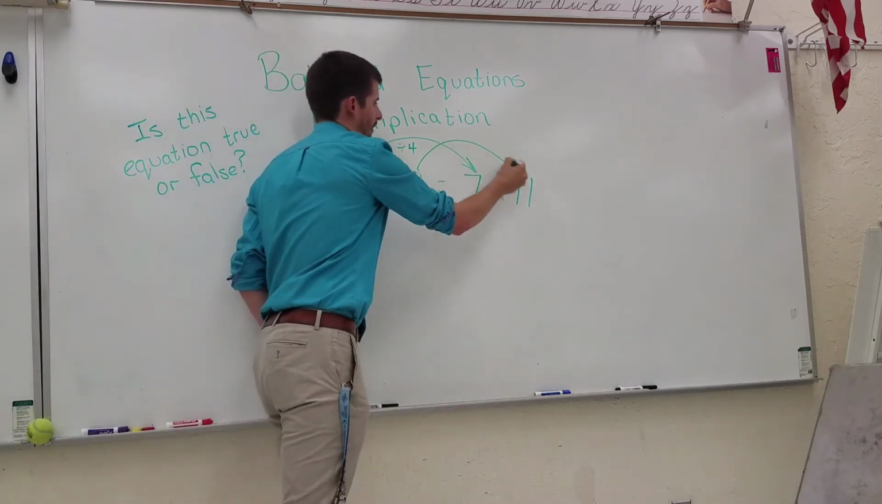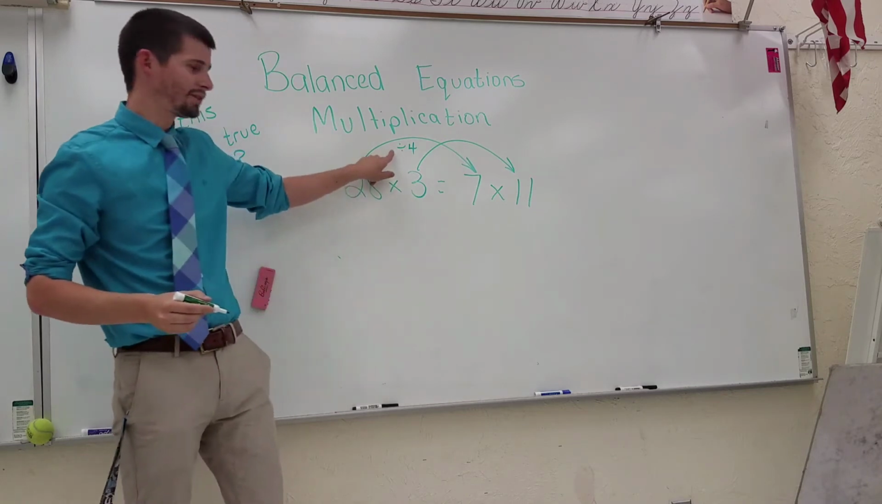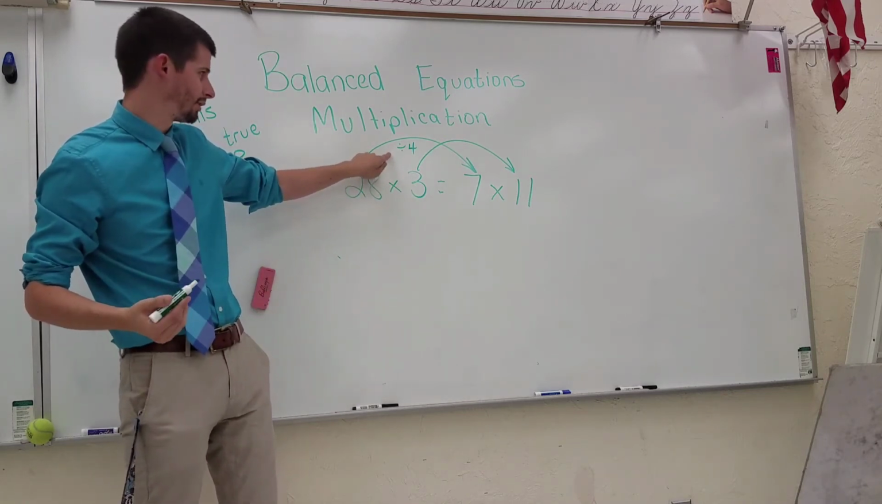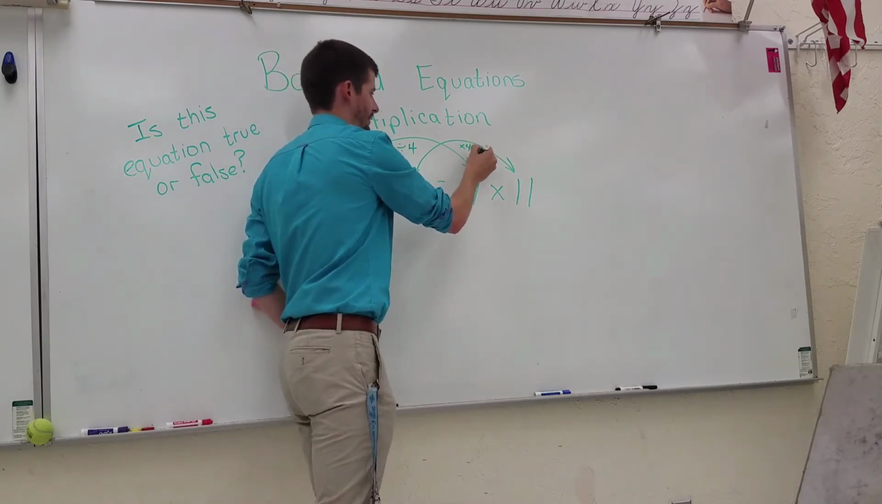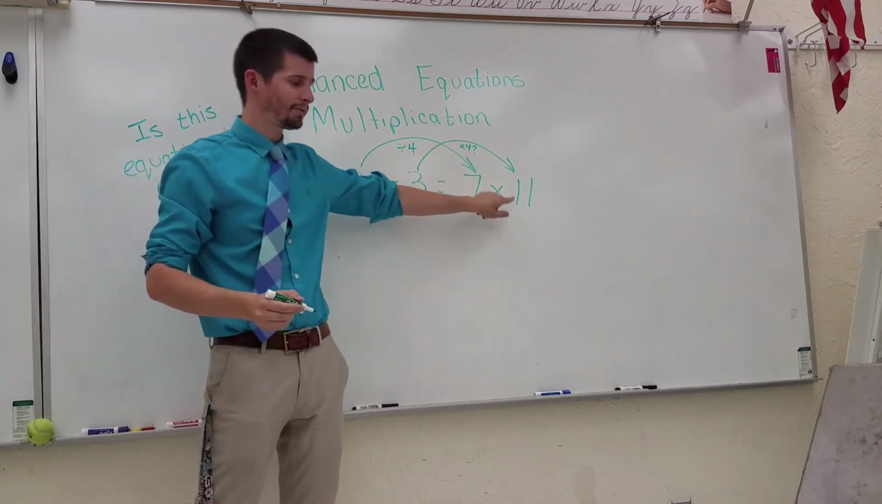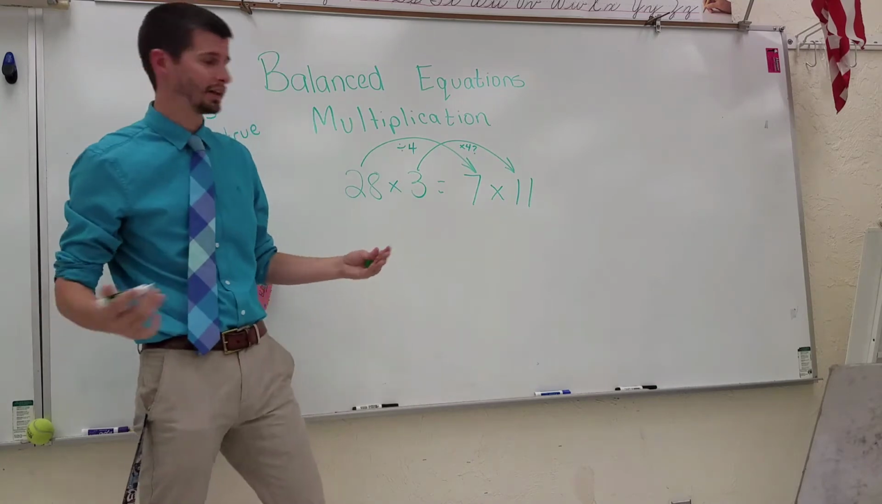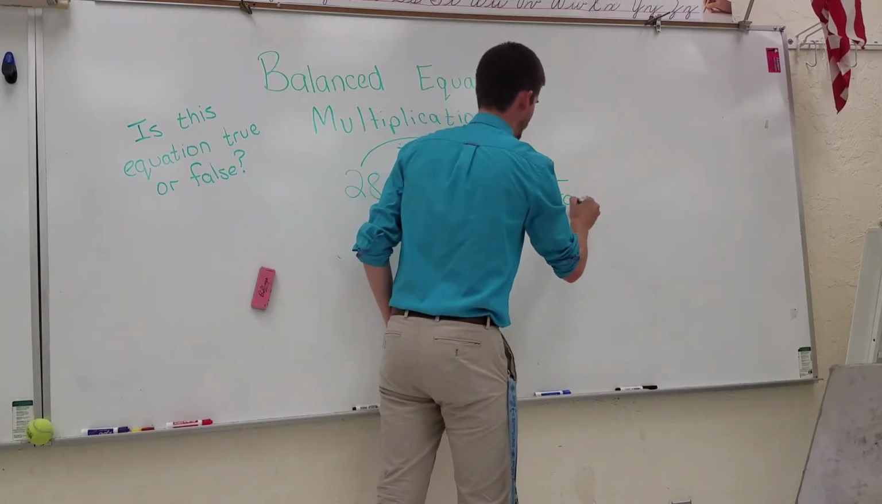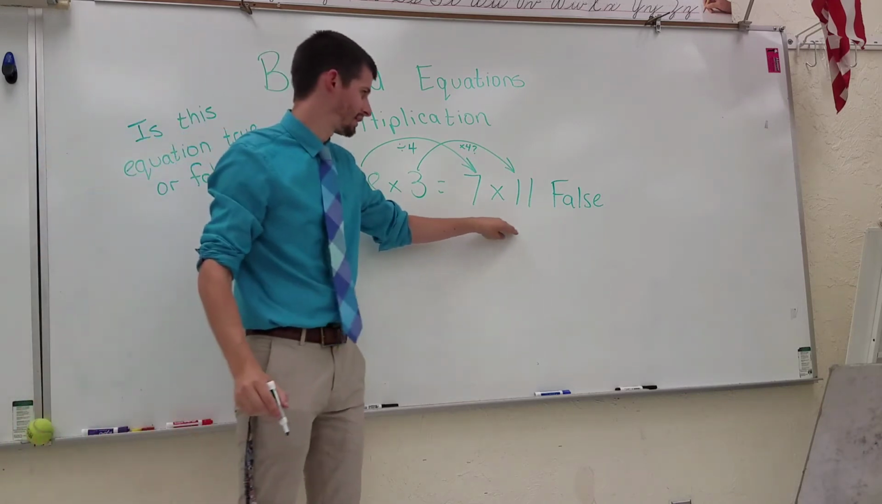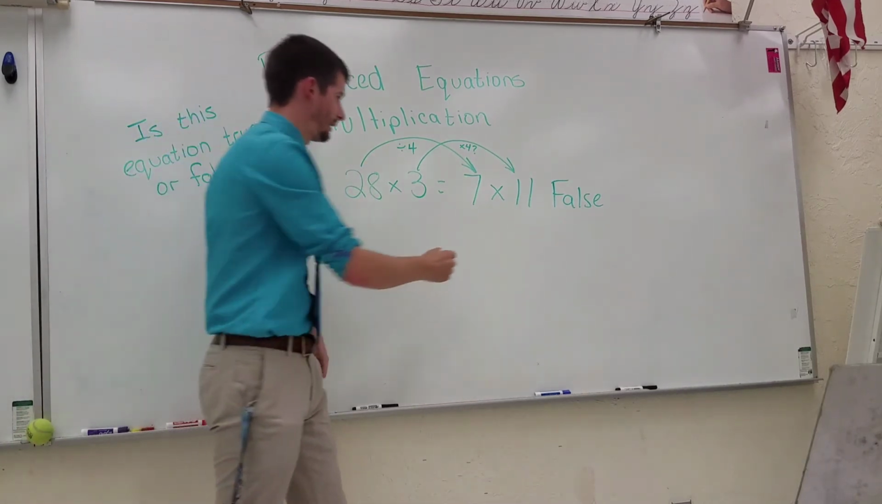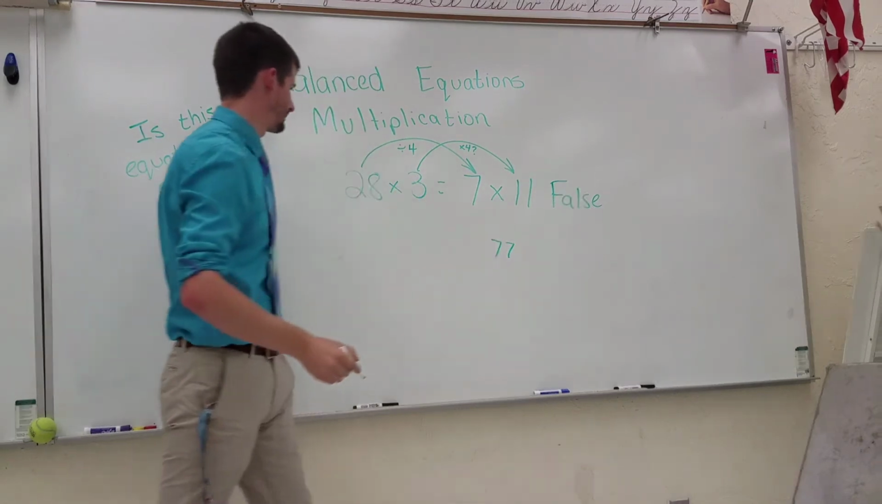So now, I'm looking at my second one. I'm going to do the inverse of this one. So I divided by 4, so now I need to see if this is multiplying by 4. Does 3 multiplied by 4 equal 11? It doesn't. So this one would be false. I don't even need to solve both sides to know that it's false. If I do, this one would be 77.